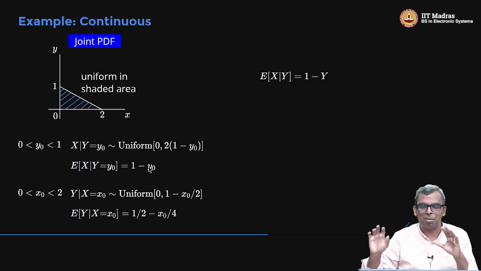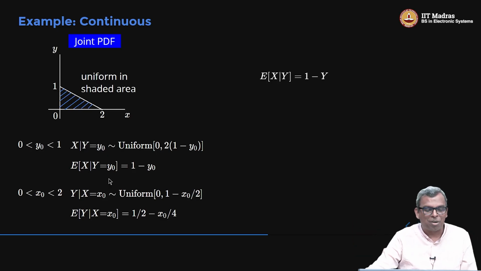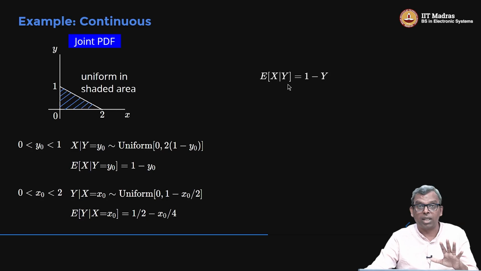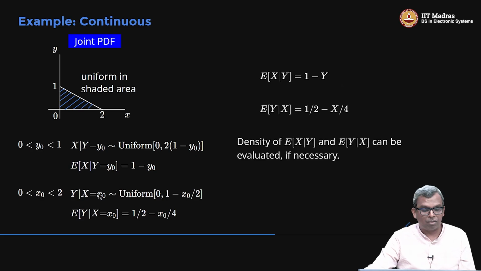Okay. So here is my magic, and then that transforms from expected value of x given y equals y naught to expected value of x given y. So equals 1 minus y. That's it. Okay. So same thing with y given x. Y given x equals x naught is half minus x naught by 4. Simply replace x naught with capital X and drop the x naught here. You get expected value of y given x.